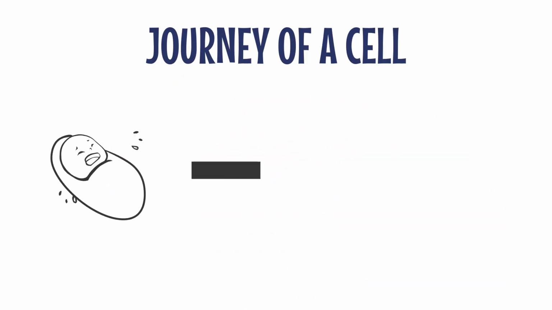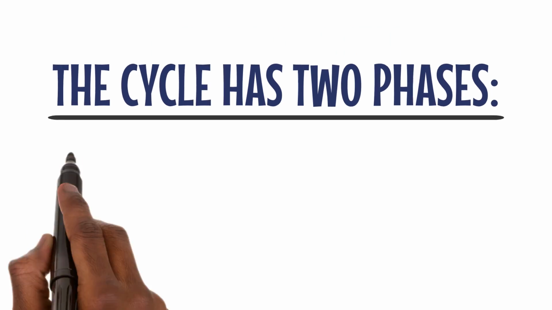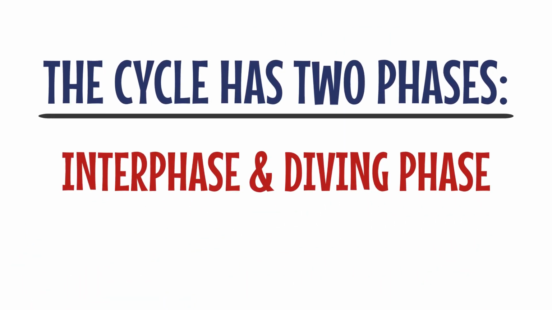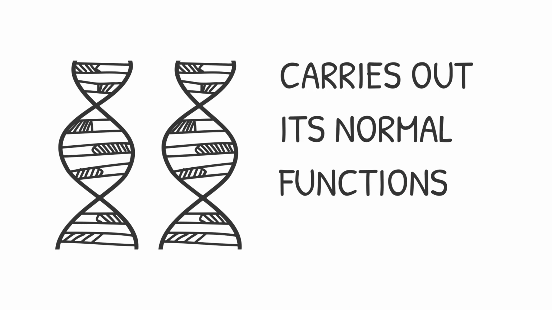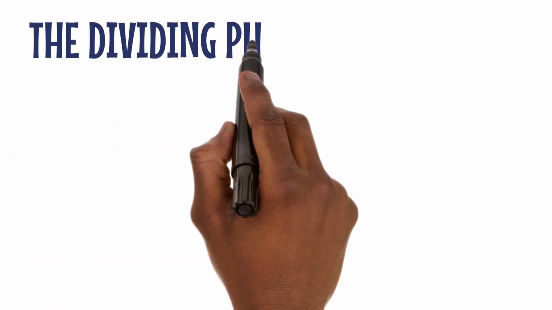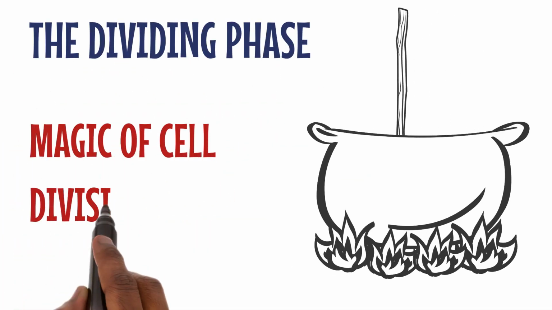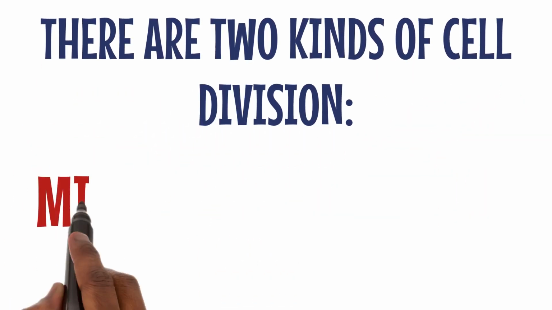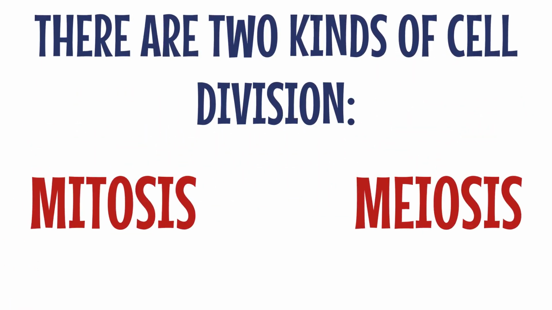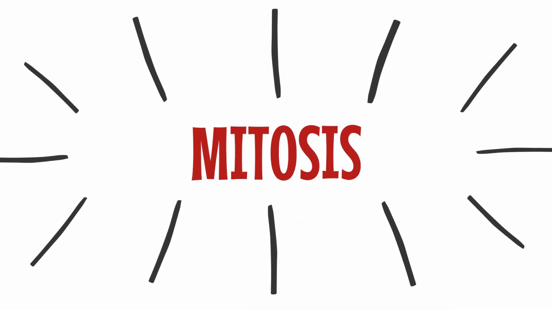Now, let's understand the journey of a cell from birth to division. The cycle has two main phases, interphase and dividing phase. During interphase, the cell grows, carries out its normal functions, and duplicates its DNA. Next comes the dividing phase, where the magic of cell division happens. There are two kinds of cell division, mitosis and meiosis. Let's start with mitosis.